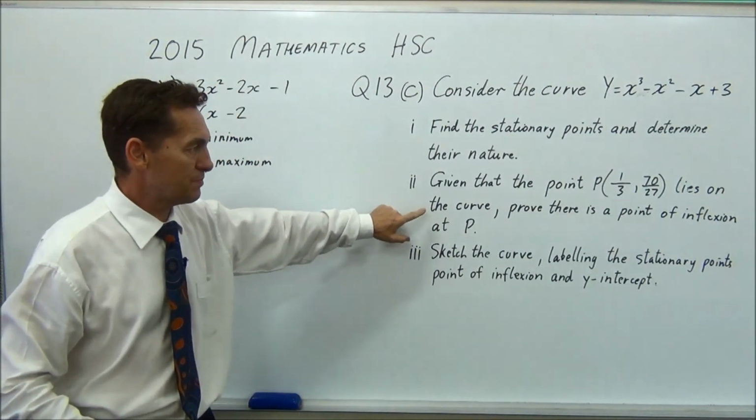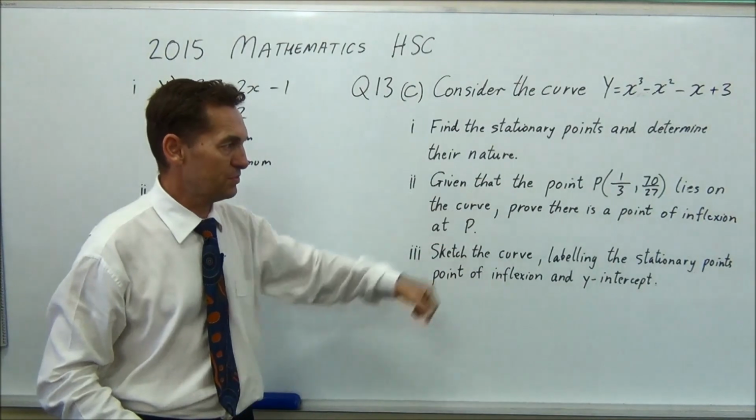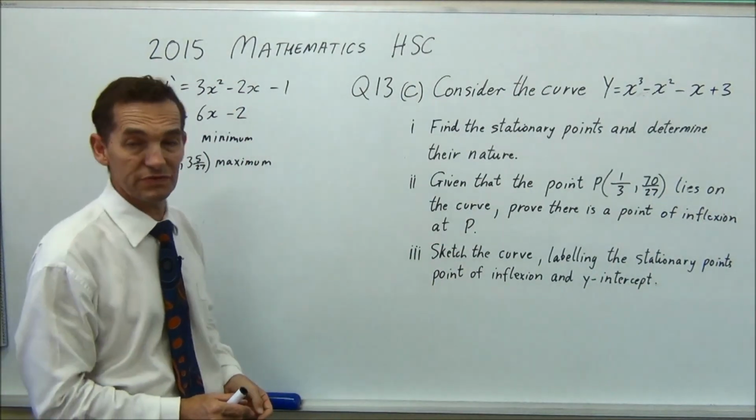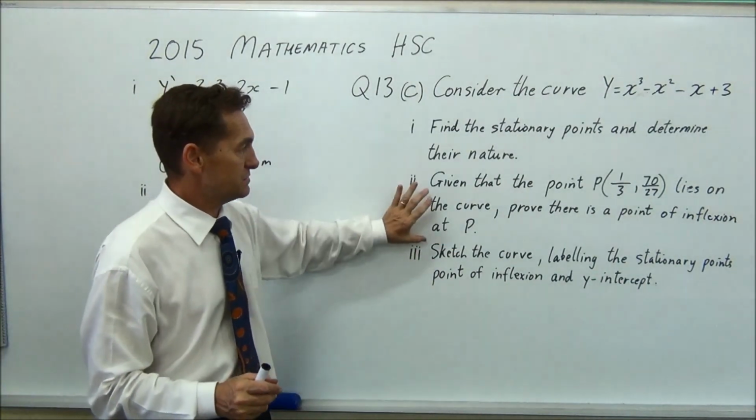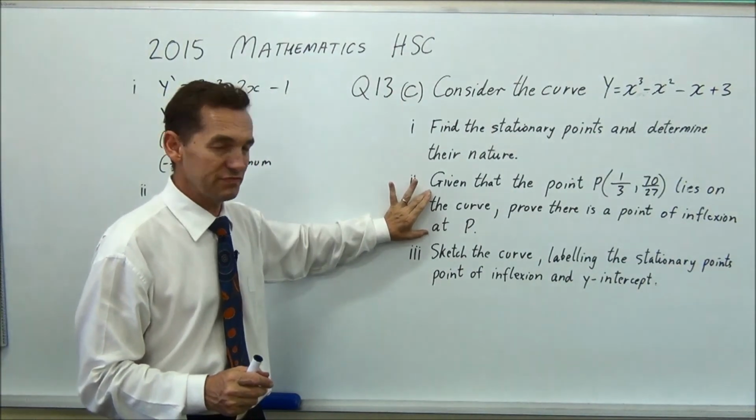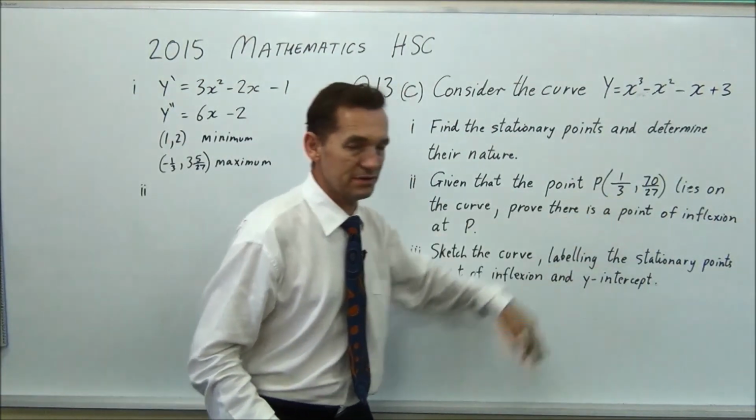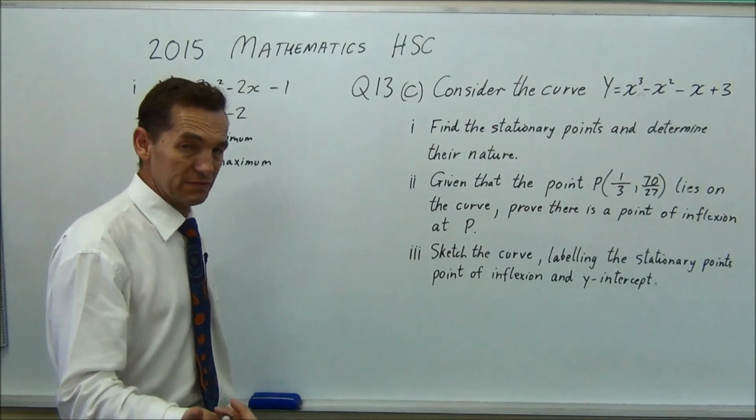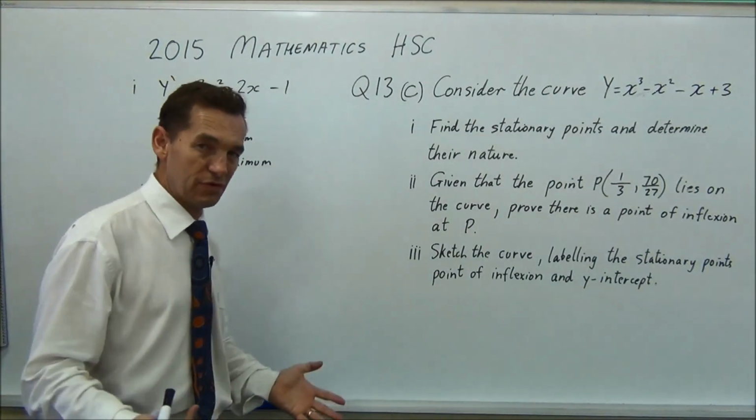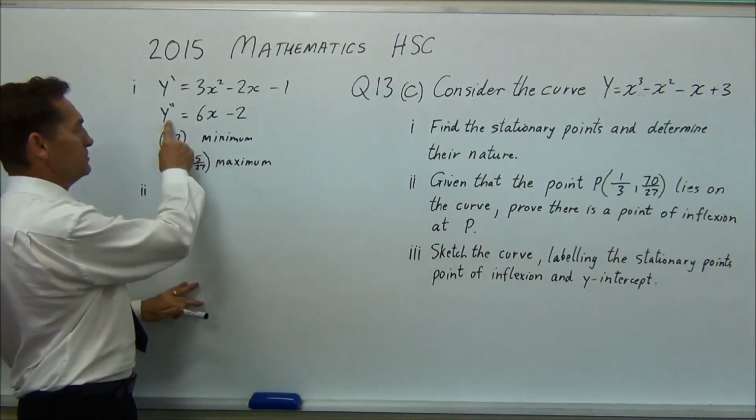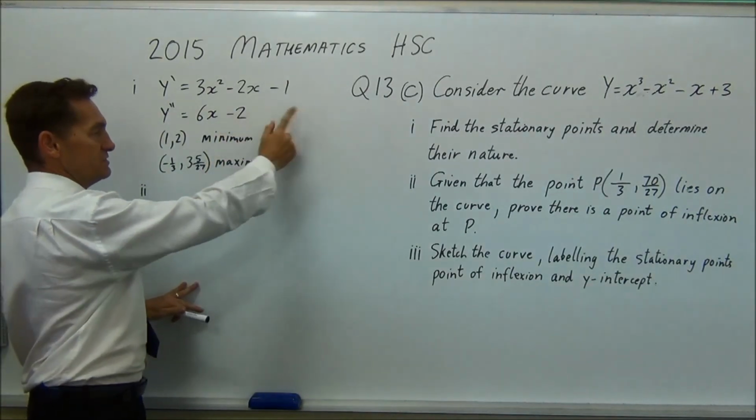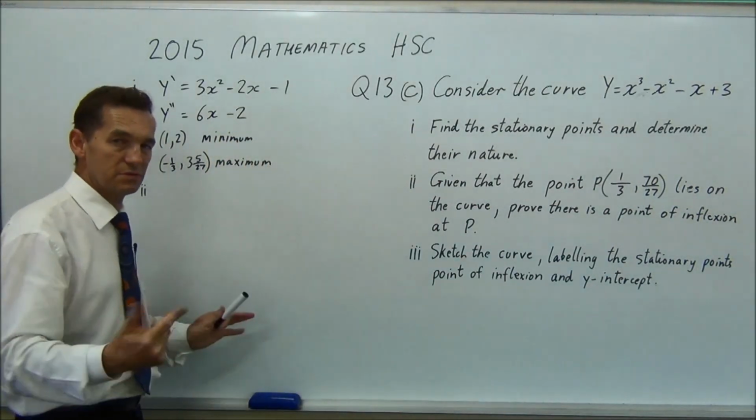In part 2, you want to prove that there's a point of inflection at a point they give you, which is (1/3, 70 on 27). So to prove it's a point of inflection, I wouldn't start with that. I would just start by finding the point of inflection. So how do you find a point of inflection? Well, all you do is you've got y double dash and you just put it equal to 0. So I would do it that way.